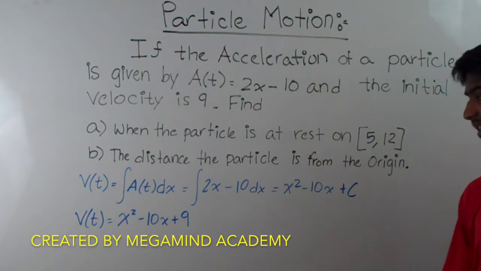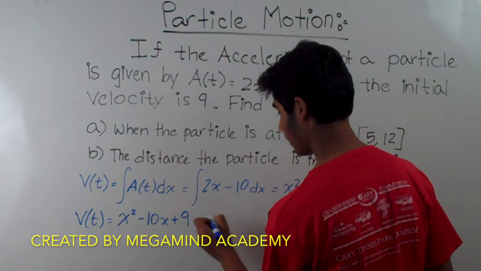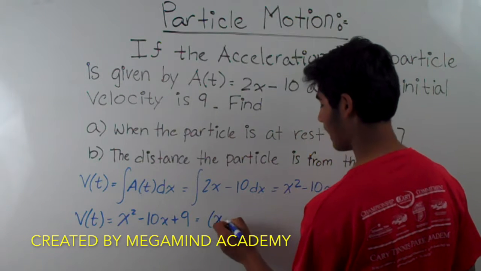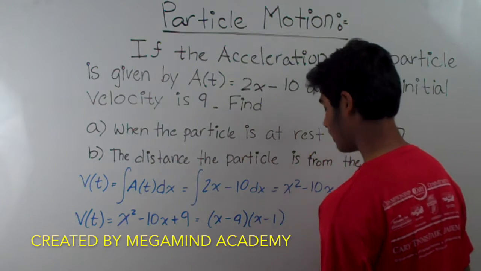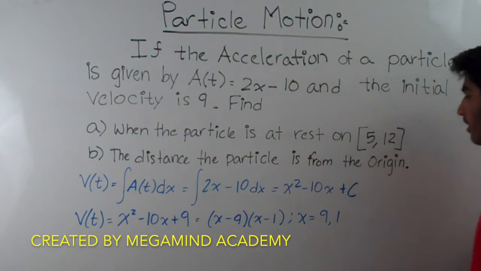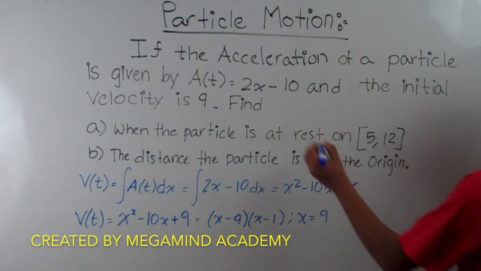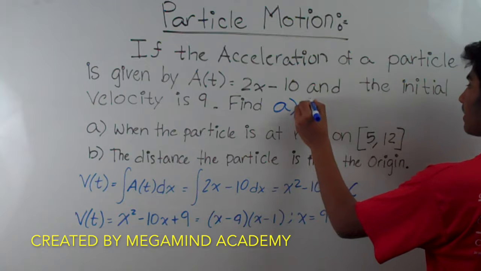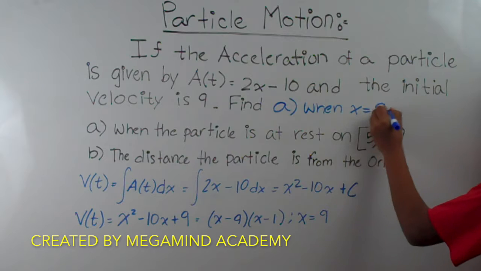So, to find out where this velocity is equal to 0, we just have to factor this. When we factor it, we get x minus 9 and x minus 1. So that means that x is equal to 9 and 1, right? Well, 1 is not in the specified interval, so we can't use 1. So that means that the particle is at rest when x is equal to 9. So the answer to problem A is x equals 9.